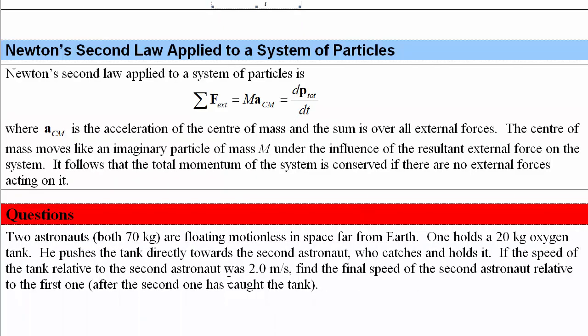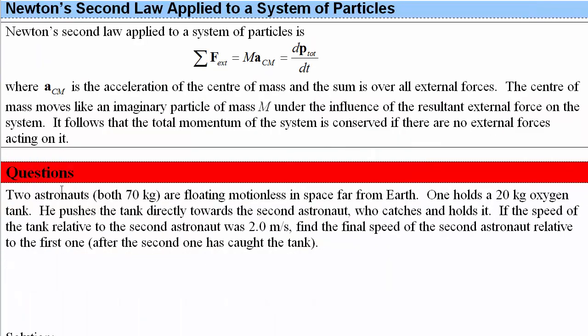Some questions now. Two astronauts, both 70 kilograms, are floating motionless in space far from Earth. One holds a 20 kilogram oxygen tank. He then pushes this tank directly towards a second astronaut who catches and holds it. If the speed of the tank relative to the second astronaut was 2 meters a second, find the final speed of the second astronaut relative to the first one.